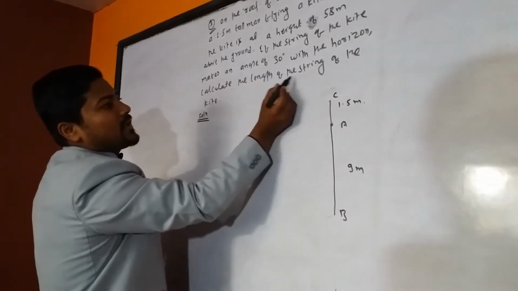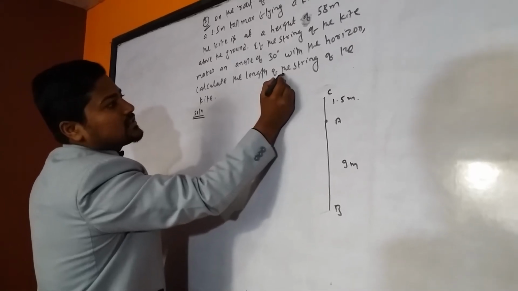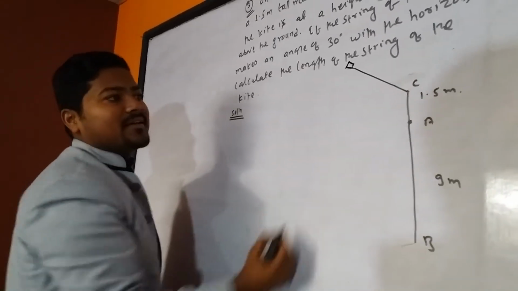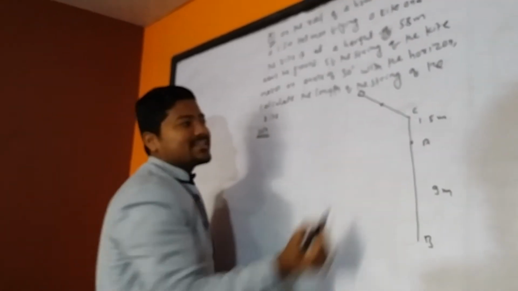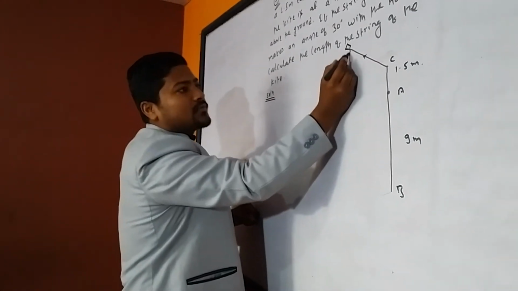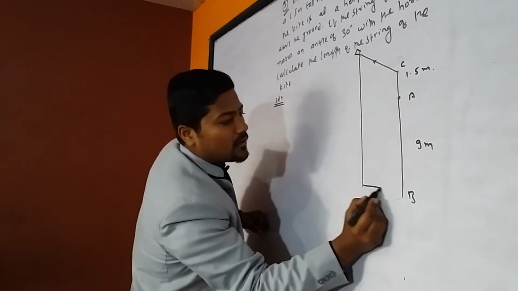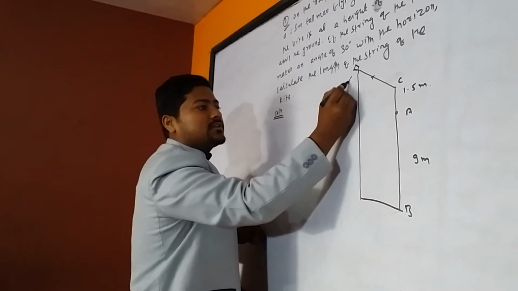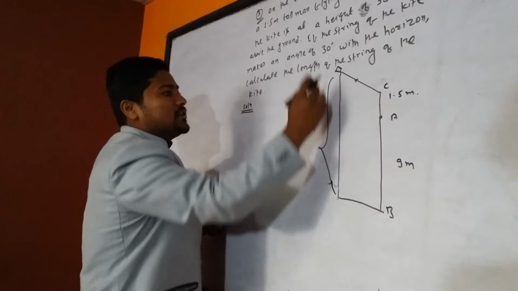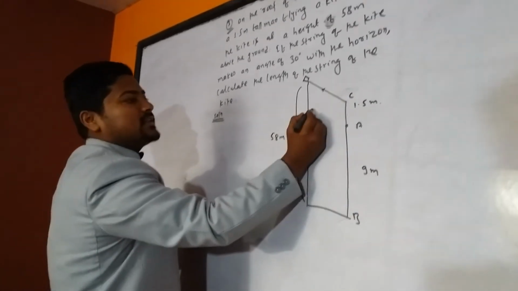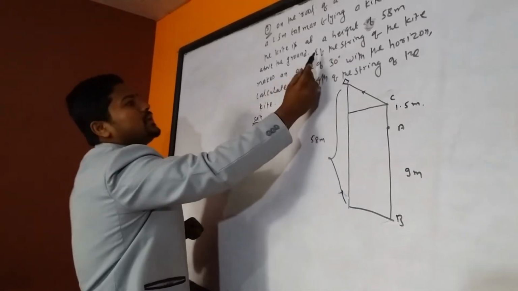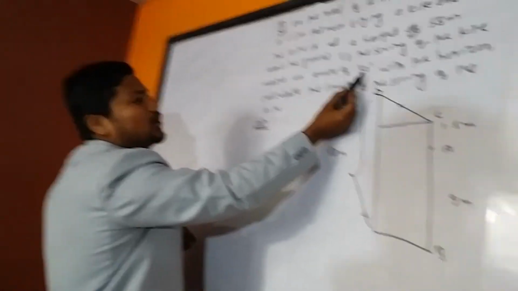Now from here a man is flying a kite. Suppose that this is the kite. A man is flying this kite. Understood or not? This is a string. But this height from the ground, the kite is at a total height of 58 meter from the ground. A man is here, and you can make this angle. If the string of the kite makes an angle 30 degree with the horizon.